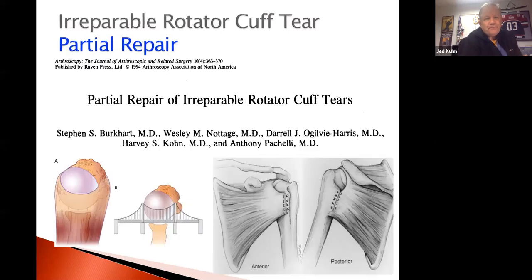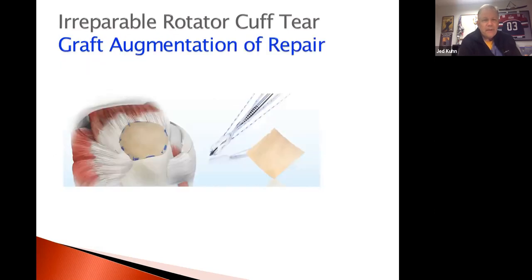Next slide. You can do partial repair. Stephen Burkhart popularized this. The goal is to try to restore that crescent. Even though you can't get the cuff repaired completely, you can repair what you can. Next slide. You can do a graft augmentation, which is usually some form of collagen graft to fill the defect. You think this is new, but people were using Teflon and felt grafts back in the 1930s when they had irreparable cuff tears. Next slide.